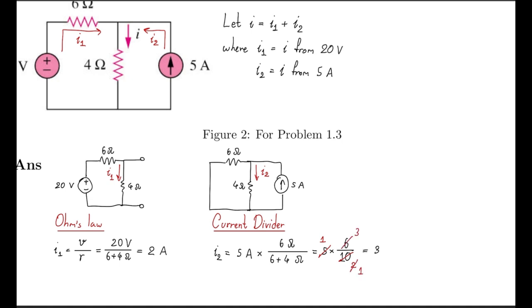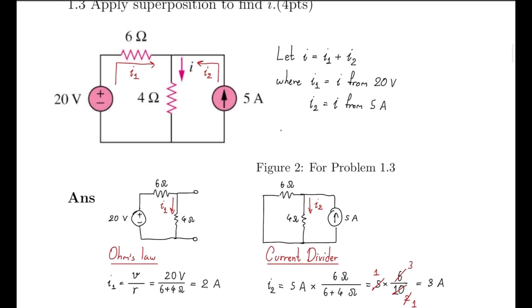Therefore, we obtain that I2 is equal to 3 amps. Lastly, the current I in the original circuit is the sum of current contributions from both sources, I1 and I2. Hence, I is equal to 2 plus 3, which is 5 amps.